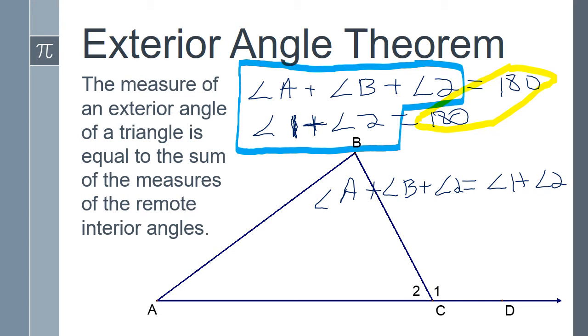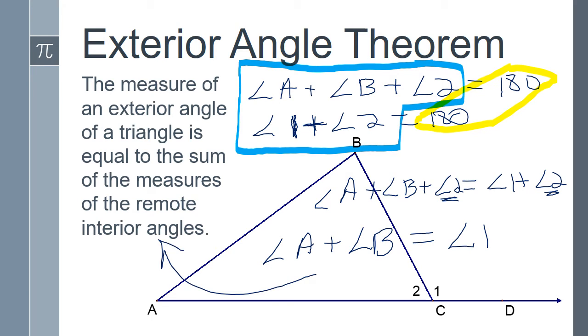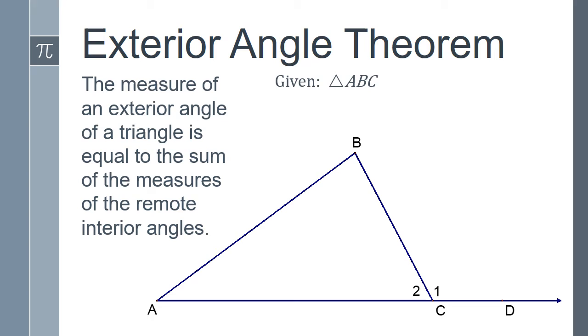Well, by the laws of subtraction, we can subtract identical things from each side. So I would end up with angle A plus angle B is equal to angle 1, thus proving the exterior angle theorem. Okay, and we just did that.